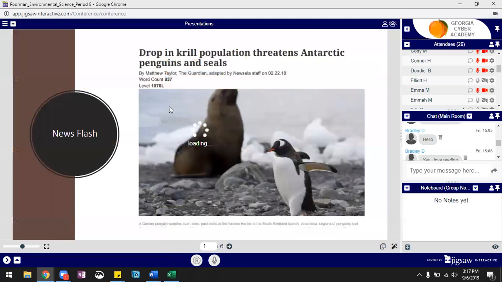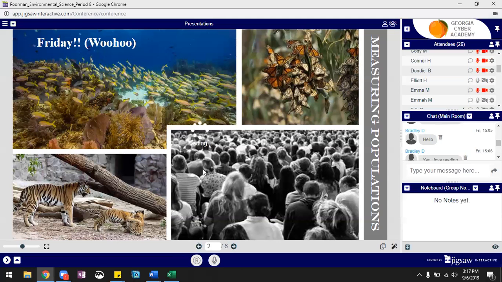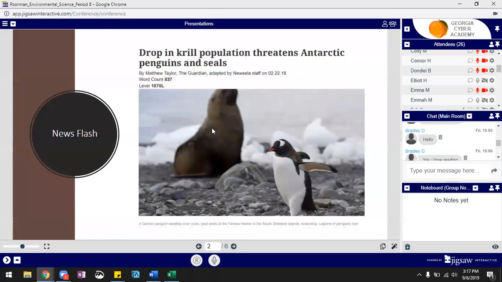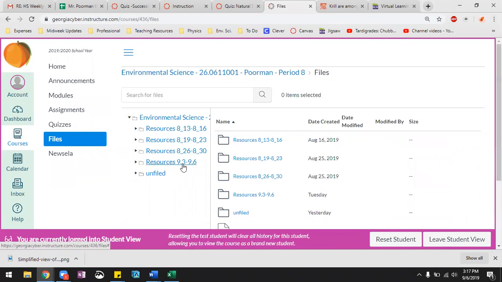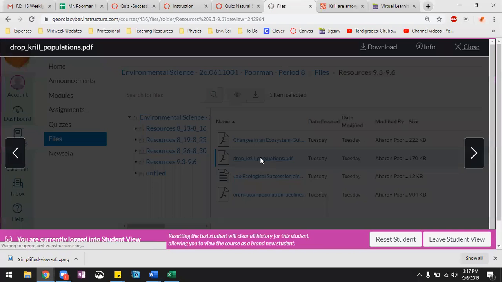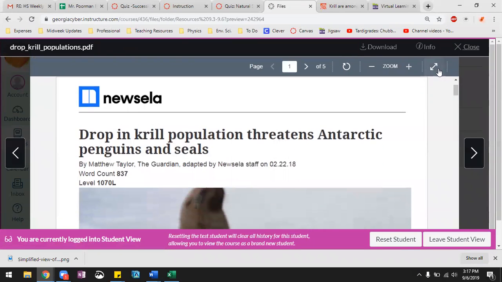But today we're going to be learning about how we measure populations. We're going to introduce that by looking at a decline in krill populations. So go to our Canvas page in Files and go to this week. It's the week of September the 3rd through the 6th, and you can read this article here in Canvas, or you can just download it if you'd like. I'm going to give you about 7 minutes to do that, and we'll meet back very shortly.